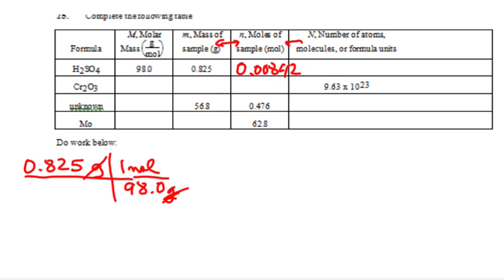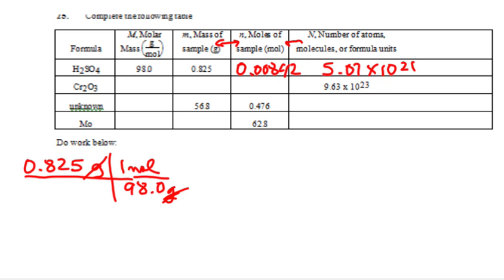All right, how do I get then? This one you probably don't have to write down. How do I get to number of, in this case, formula units? Multiply by 6.02, and what do we get? Times 10 to the what?